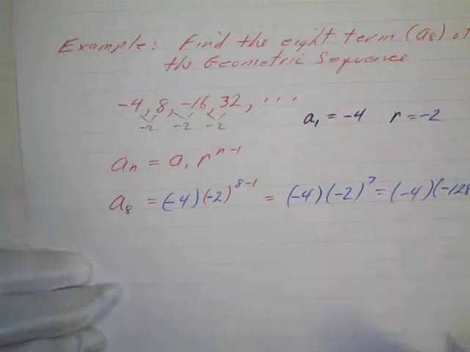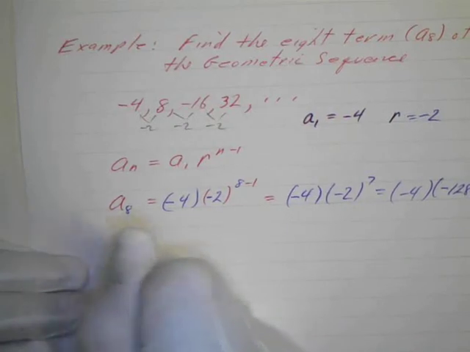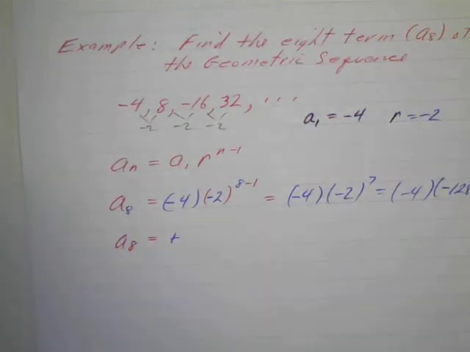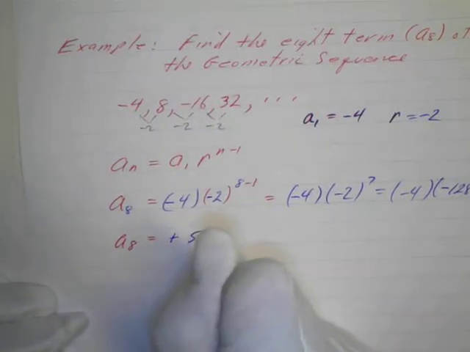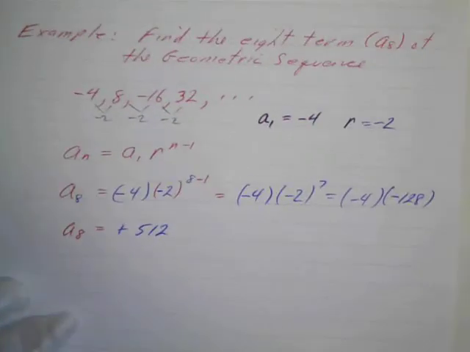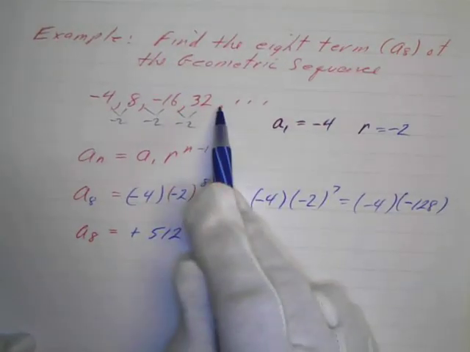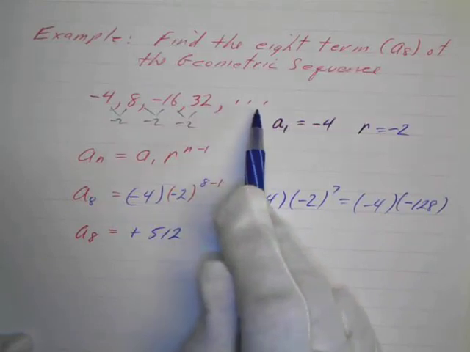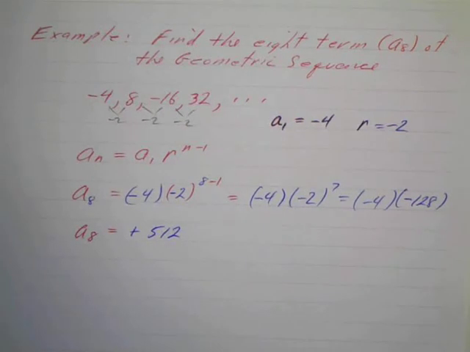So I have to multiply those out. And negative times negative is a positive. And then 128 times 4, well, 128 and 128 is 256, and 256 and 256 is 512. So that's my eighth term. Writing out all the terms would be too hard to figure out, it's better for larger numbers, but the next terms would be negative 64, positive 128, negative 256, and then positive 512. So you could get the eighth term that way also.